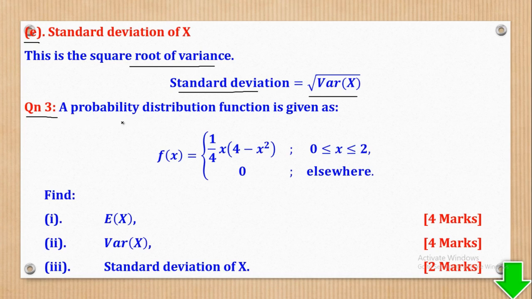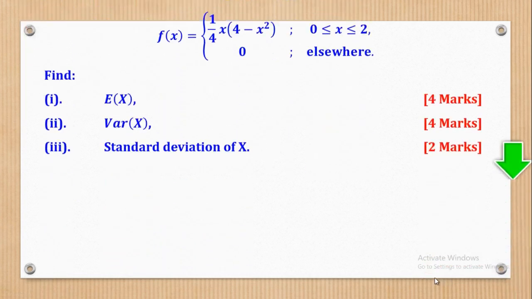So question 3 says the probability distribution function is given as, then they give you this function, then they say find Roman 1 E(x), so E(x) means expected value of x, then Var(x) means variance of x, and lastly standard deviation of x. So you start with Roman 1, E(x).